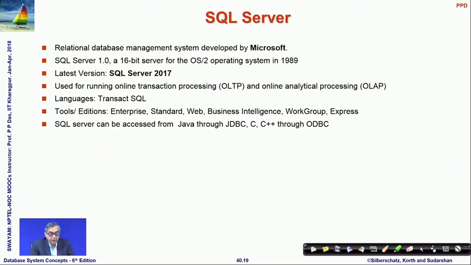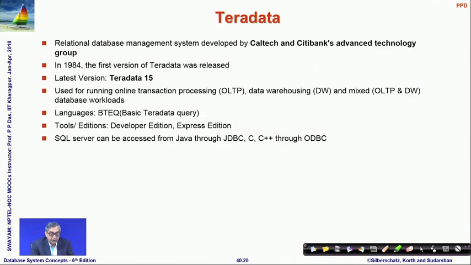Microsoft started a database system in 1989, the last release happened last year, and that is very widely used, particularly on Windows systems. It is one of the most popular ones in terms of the Windows operating system. Teradata is relatively new. It was released in 1984, but it is one where a lot of new developments are still happening and new experiments keep on happening, and the current version is Teradata 15.